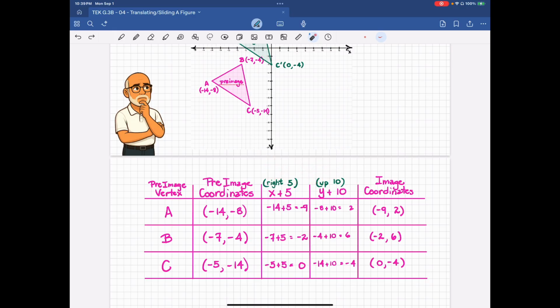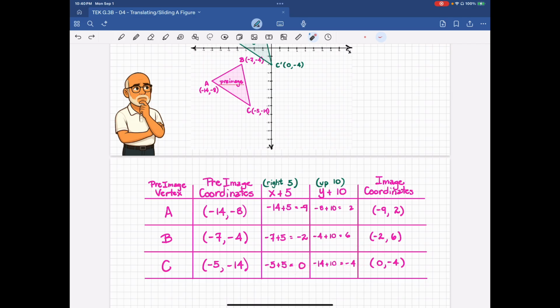For the Y's, I'm going to take my Y values here, and the formula tells me I have to add 10. So I'm going to take a negative 8 and add 10, a negative 4 and add 10, and a negative 14 and add 10. That's this column right here. When I simplify it, I get my 2, 6, and negative 4. I then put these two numbers together, the X and the Y's, and I get my image coordinates for A. My X and my Y, I get it for B. My X and my Y, I get it for C.